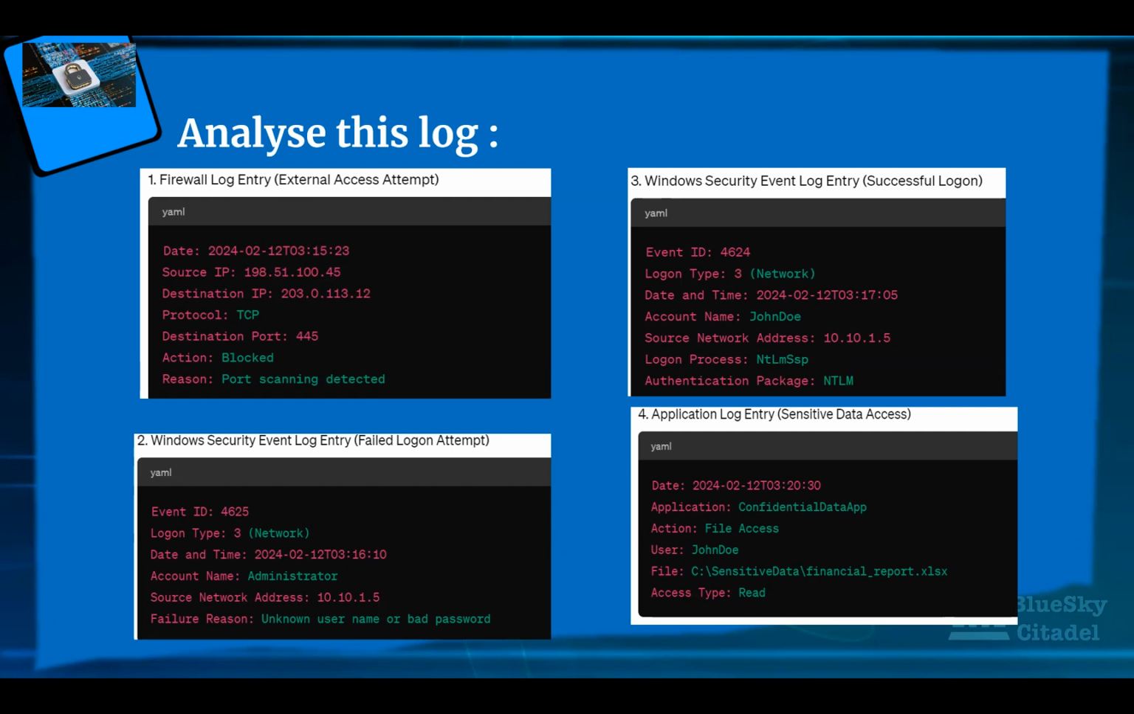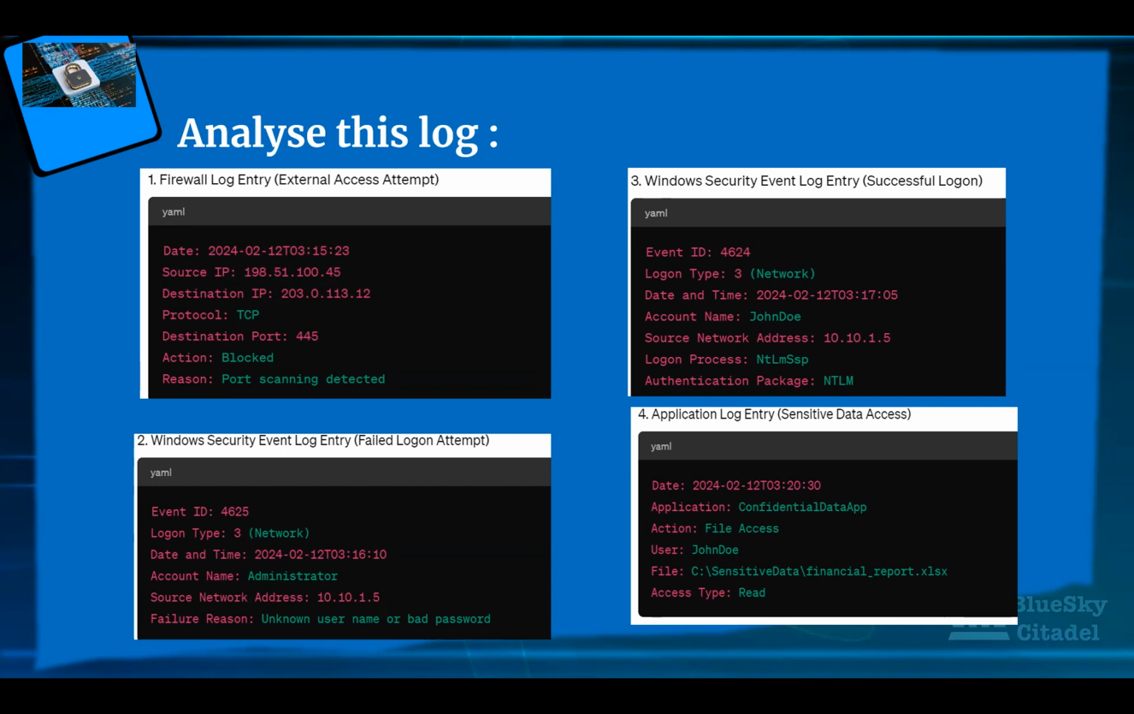But on the second one now, the source network address changed. It is 10.10.1.5. So that's what I'm asking. Is it okay that it's a different IP address here, or is this probably a network IP, an intranet IP address? Yeah, that's what I'm asking.